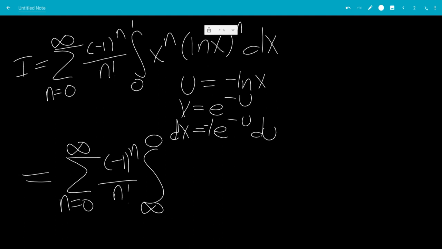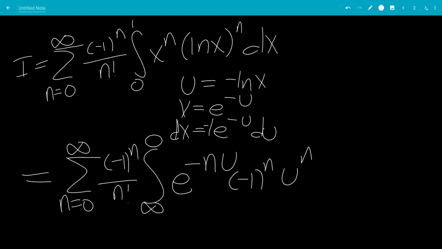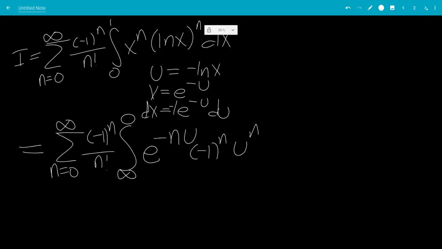And then x to the n can be rewritten as e to the minus u to the n, so this will be e to the minus nu. Ln x is negative u, so we have negative 1 to the n, and then we have u to the n, and dx will be another negative, and then we have e to the minus u du.